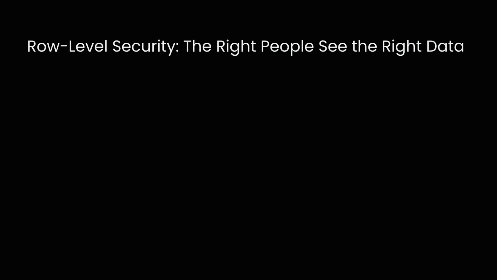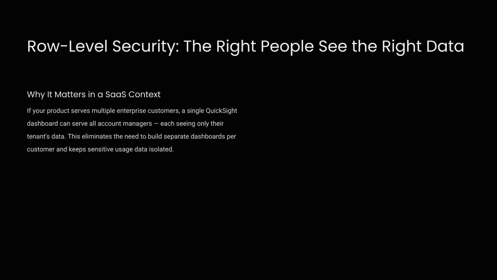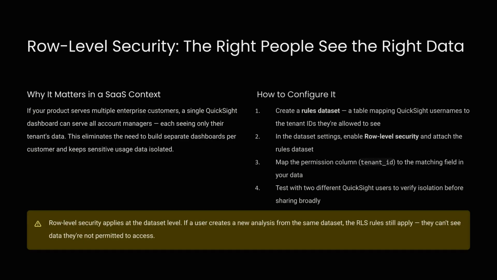Row-level security, or RLS, is essential in a SaaS context to serve multiple customers from one dashboard, ensuring each account manager only sees their tenants' data. Configure RLS by creating a rules dataset that maps usernames to tenant IDs.